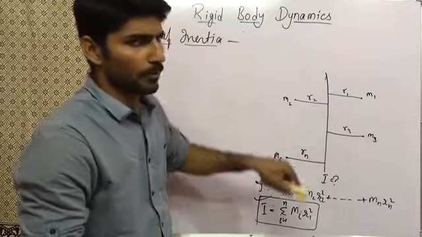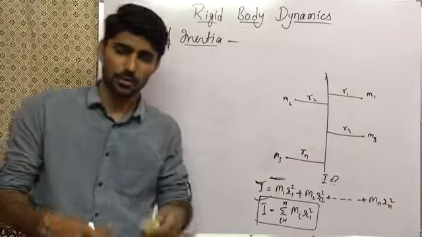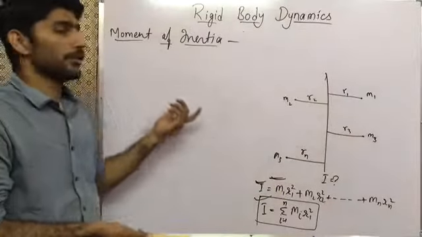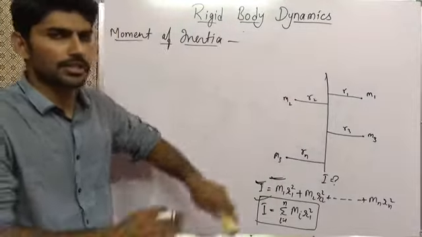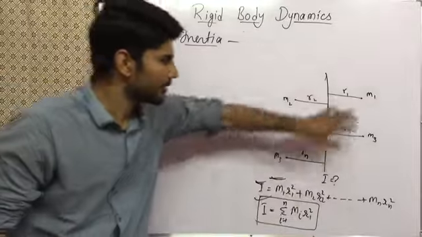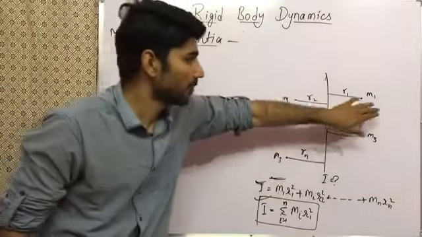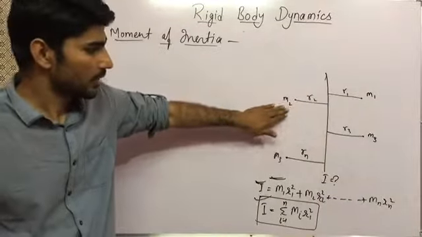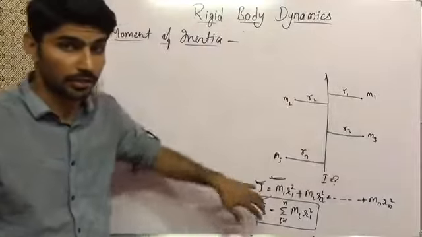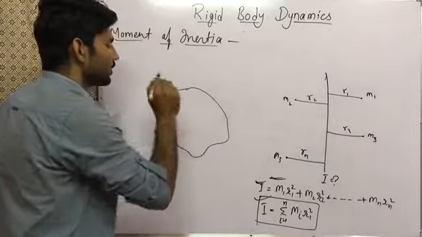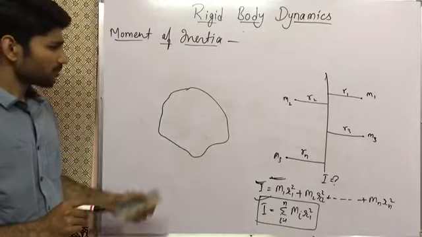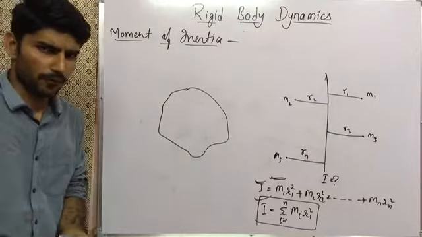But this is for a system of particles, whereas in daily life we need to find the moment of inertia of rigid bodies, in which the mass is distributed continuously. In a system of particles the mass is distributed randomly: mass 1 is here, second is here, third is here, not regularly. But in a rigid body mass is distributed regularly. So we need a different formula for that.